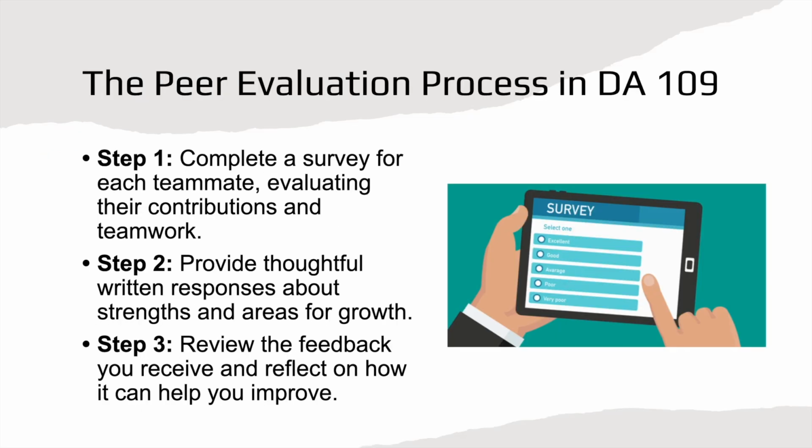So how are we going to do peer evaluations in this course? The first step is that you're going to complete a survey on D2L for each of your teammates. So you're going to evaluate both their contributions, their areas for improvement, and how they worked as a team. There's going to be some multiple choice questions, but there's also going to be written responses that you'll have to write as well. And then the third step is going to be reviewing feedback you receive and reflecting on how it can help you improve. So you will be receiving feedback, and I'll talk about how that all goes down when I review the actual assignment instructions.